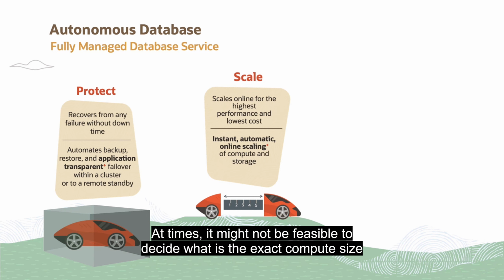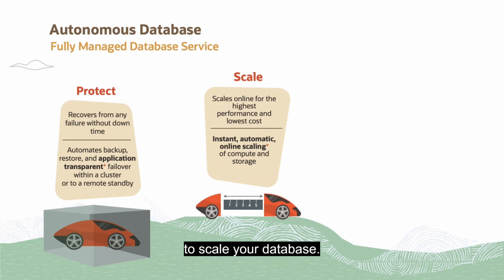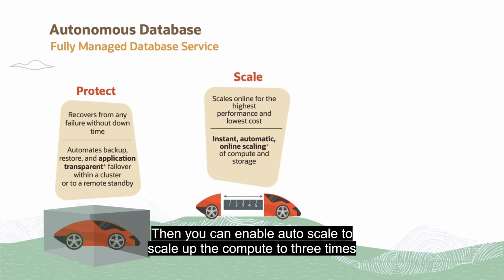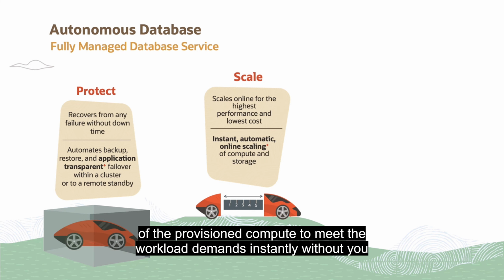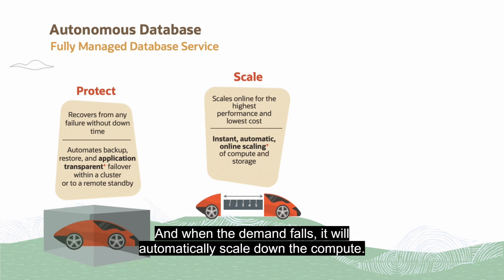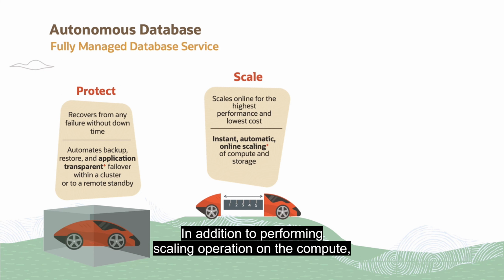At times, it might not be feasible to decide the exact compute size to scale your database. Then you can enable autoscale to scale up the compute to 3 times the provisioned compute to meet the workload demands instantly without you manually scaling up the compute. And when the demand falls, it will automatically scale down the compute. In addition to scaling the compute, you can also perform scaling operations on the Autonomous Database storage which is allocated.